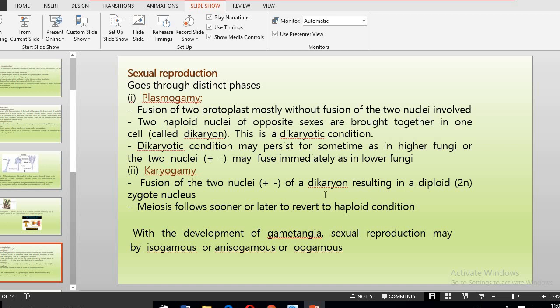Now, with the development of gametangia, sexual reproduction may be isogamous, anisogamous or oogamous. Isogamous refers to a situation where the male and the female gametes are similar in morphology, and the size and the shape are also the same. In anisogamous, the male and female gametes are not similar in morphology, so they vary in size and even in shape. Oogamous is a form of anisogamous where the female gamete is significantly larger than the male gamete.